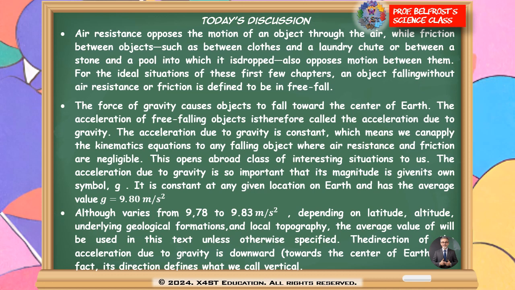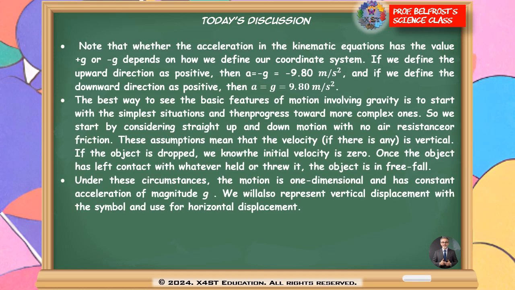Okay. The force of gravity causes objects to fall toward the center of Earth, and the acceleration of free falling objects is therefore called the acceleration due to gravity, which is represented by a unique symbol, g, and g equals 9.80 meters per second squared. Okay. And it actually varies depending on the geological formation and local topography, but we don't really need to take this into account. We can just use the average constant, which is 9.80 meters per second squared.